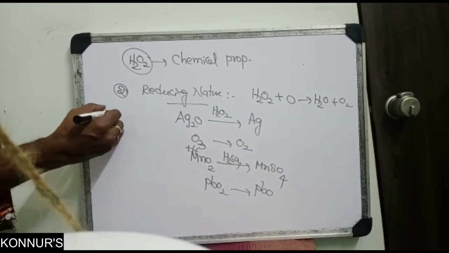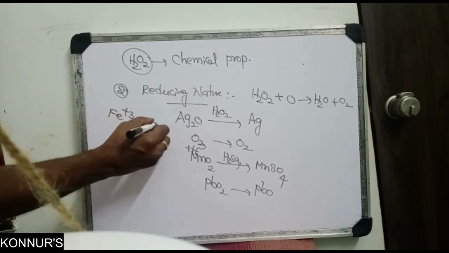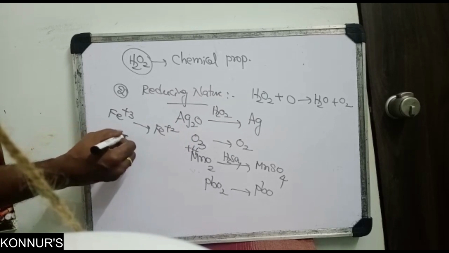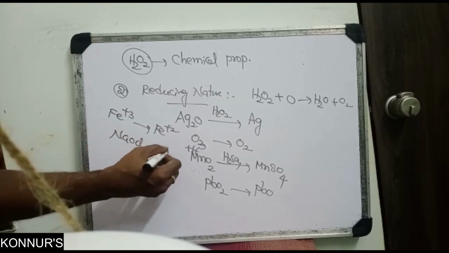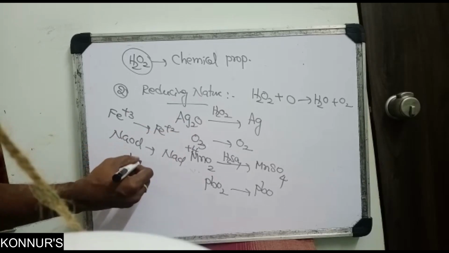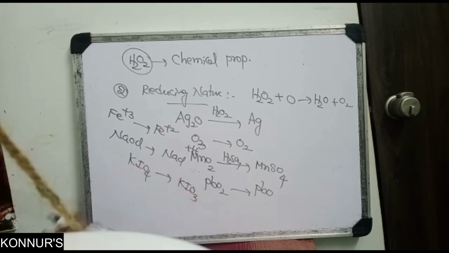Next, you take Fe plus 3, either a complex or whatever it may be. Fe plus 3 becomes Fe plus 2. NaOCl treated means you are getting NaCl, so oxygen is eliminated. KIO4 you heat, so you are getting KIO3.